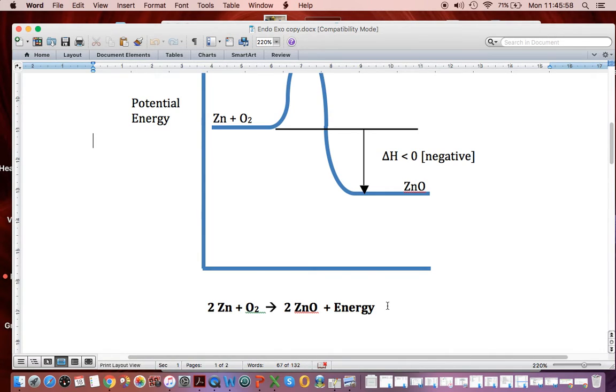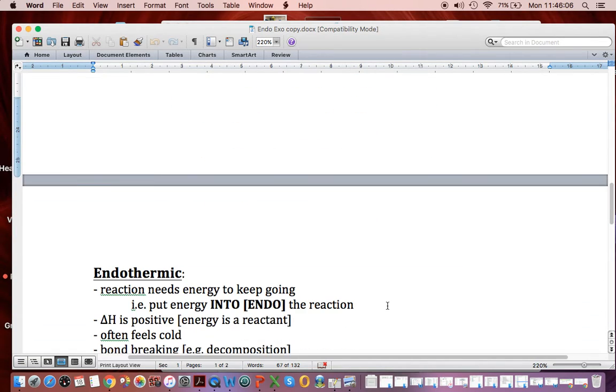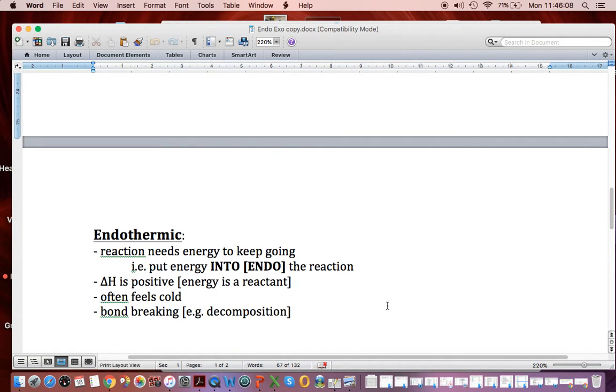Now, this is the beauty of chemistry. If you know all that about exothermic, you head to the opposite land, and now you know twice as much. On the back of your page or the next page of notes, it talks about endothermic. Endothermic reactions have to be supplied with energy. We have to put the energy in to keep the reaction going. The delta H has to be positive. The energy has to be a reactant.